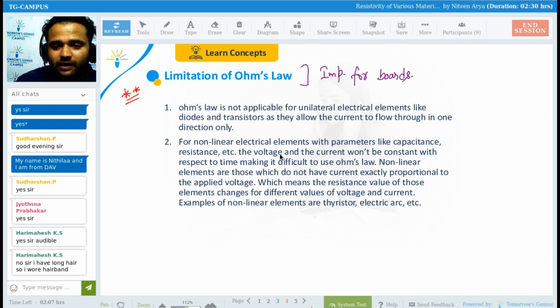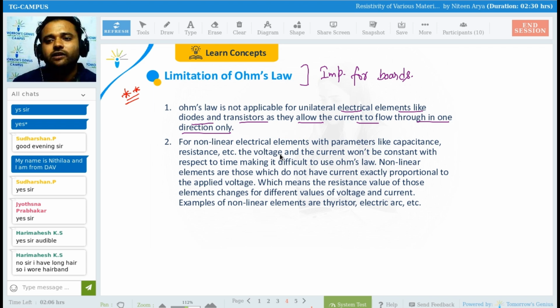So Ohm's law is not applicable for unilateral electrical elements like diodes, transistors, as they allow current to flow through in one direction only. Clear, everyone? So these instruments are basically known as semiconductor instruments or unilateral. Unilateral means in this particular instrument, diode or transistor, the electric field only and only goes in one direction. So they are non-ohmic conductors or semiconductors. Or this particular word is written as non-ohmic materials.